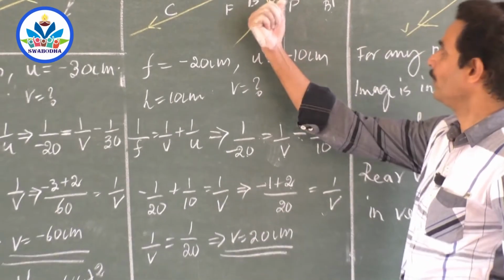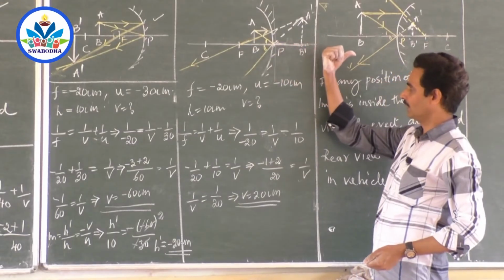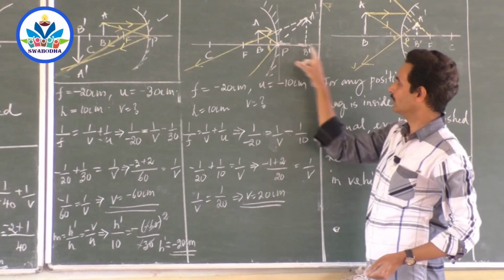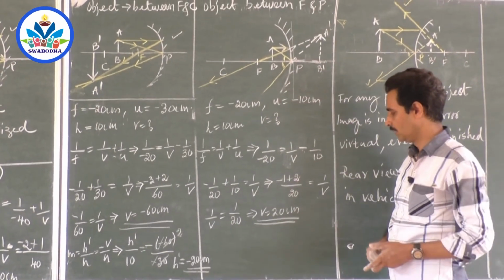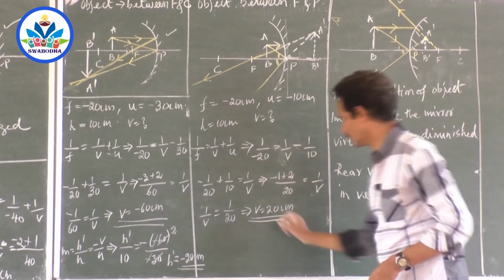That means from the pole, you should move in the direction of incident light. Distances measured along the direction of incident light are taken positive. So you should move like this. That means inside the mirror, that is the image distance, V equal to 20 centimeters.